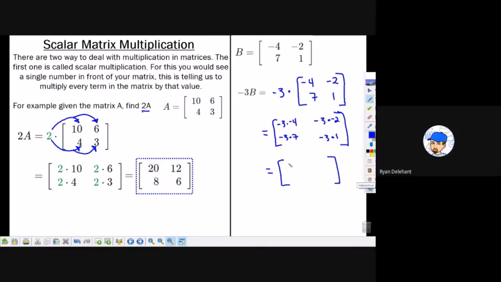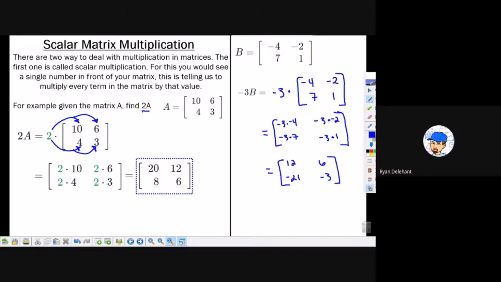Negative 3 times negative 4 is positive 12. Negative 3 times negative 2 is 6. Negative 3 times 7 is negative 21. Negative 3 times 1 is negative 3.